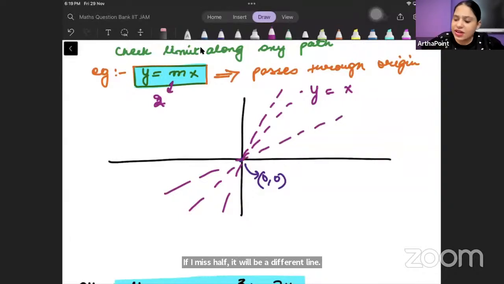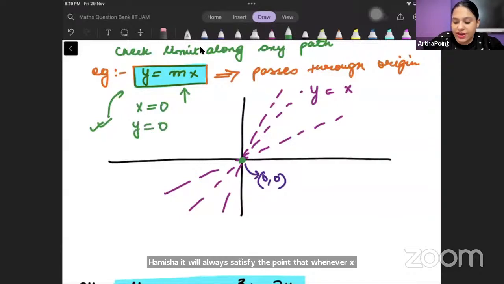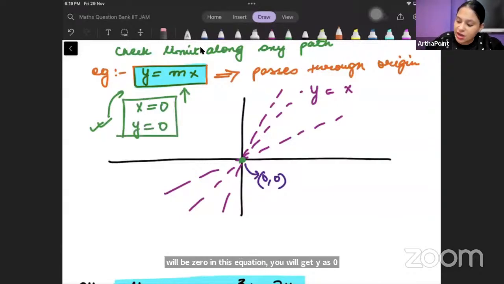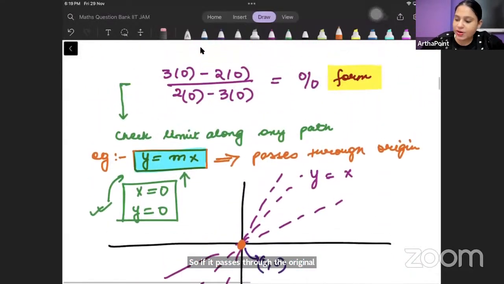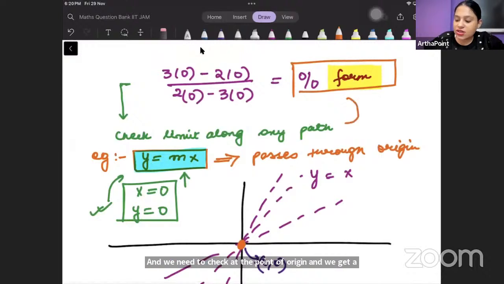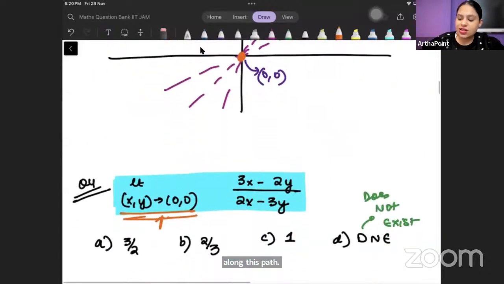Whatever be m, but y is equal to mx, it will always pass through this origin point. Hamesha. It will always satisfy the point that whenever x will be 0 in this equation, you will get y as 0. माने वो इस point से हमेशा pass होगा ही होगा. It will pass through the point of origin. So if it passes through the origin, and we need to check at the point of origin, and we get a 0 by 0 form, so we can always check the limit along this path. So let us try to check this limit along this path.